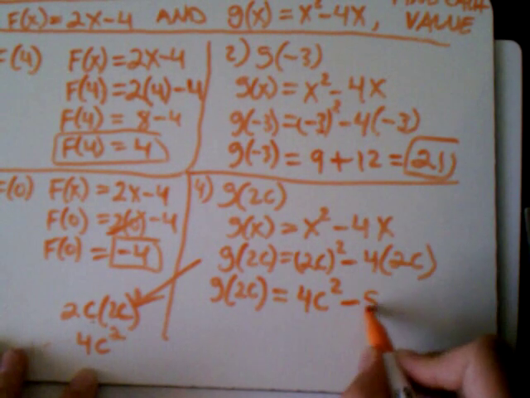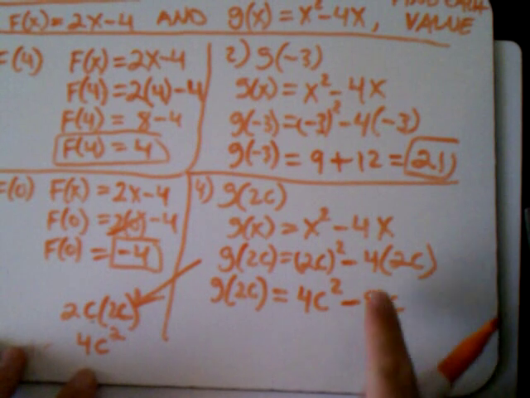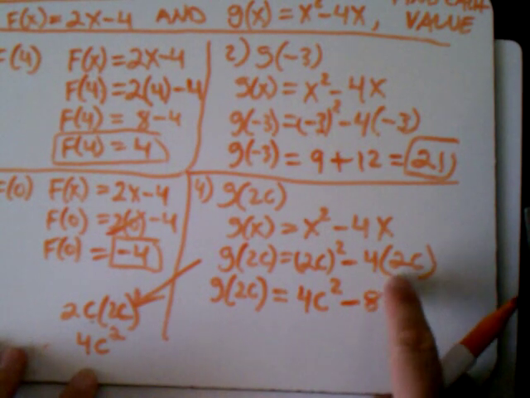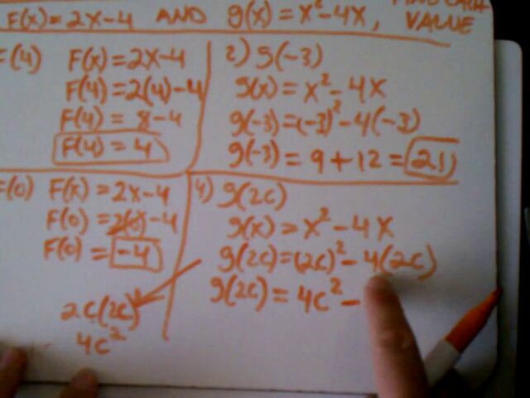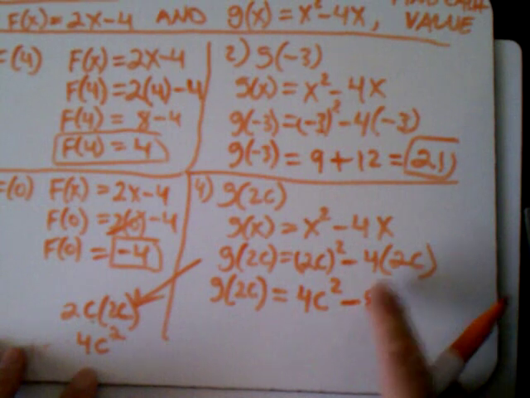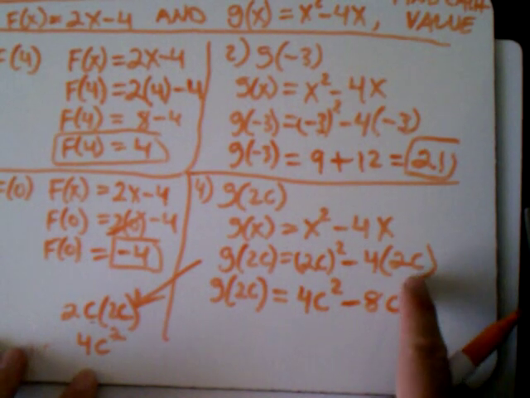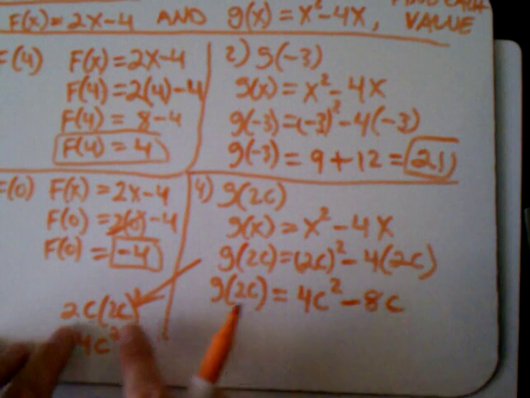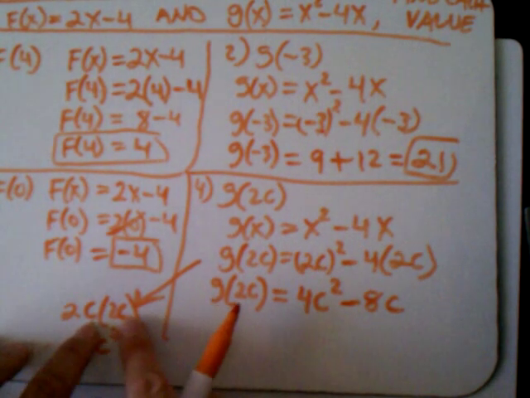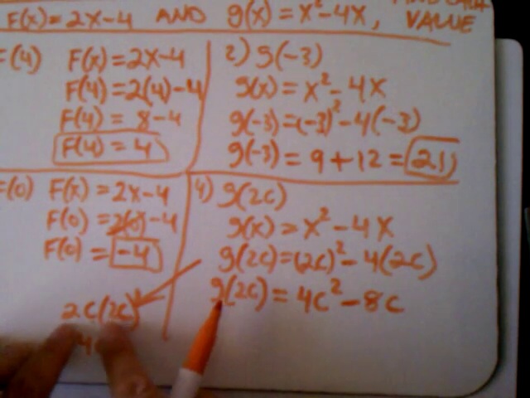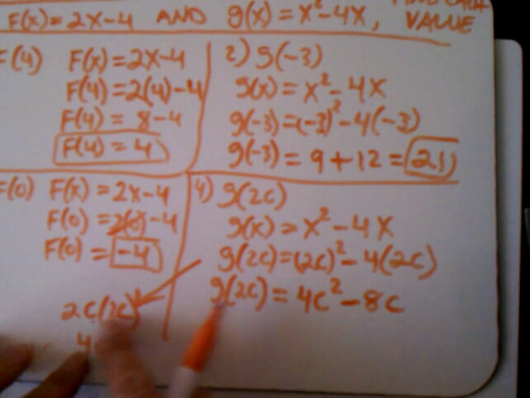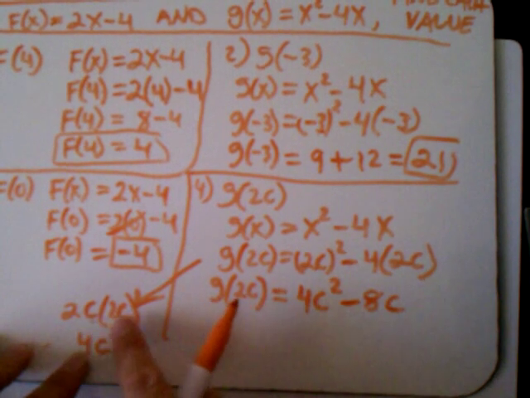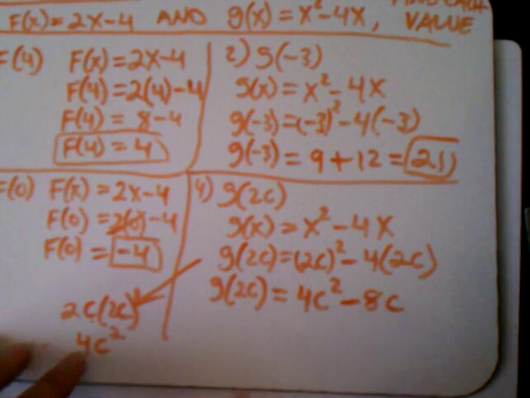Now this is negative times a positive is a negative. 4 times 2 is 8. See, notice if you only have one number and no letter, you just multiply 4 times 2, 8. And the c, you just bring it down. In this case, because it's a square, you're going to have 2c times 2c. So you multiply the number, 2 times 2 is 4, and the c's you multiply together. C times c, c squared. Okay?